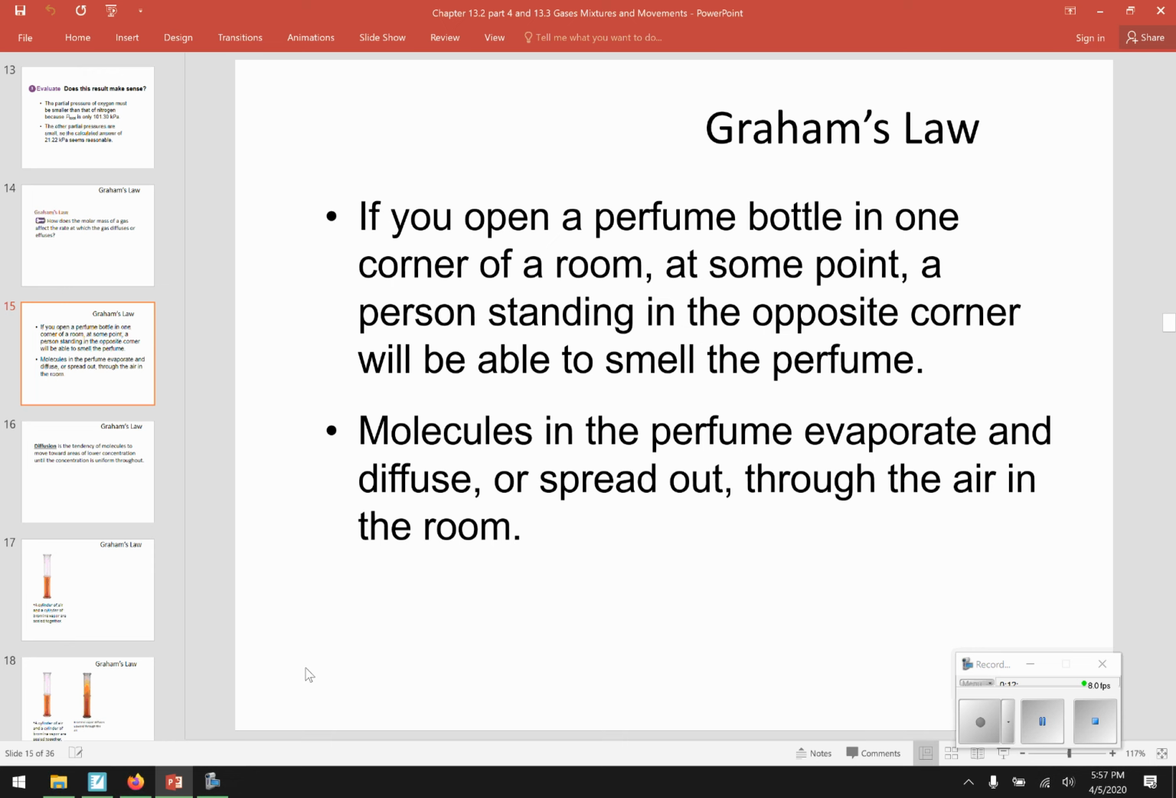So, first of all, if you open something that smells, like perfume or cologne, in one part of a room, eventually, someone in a different part of the room will be able to smell that. The reason for that is that something like cologne or perfume is designed to evaporate quickly. That's why they tend to be alcohol-based. They evaporate, turn into gas, and they carry with them certain molecules that have smell.